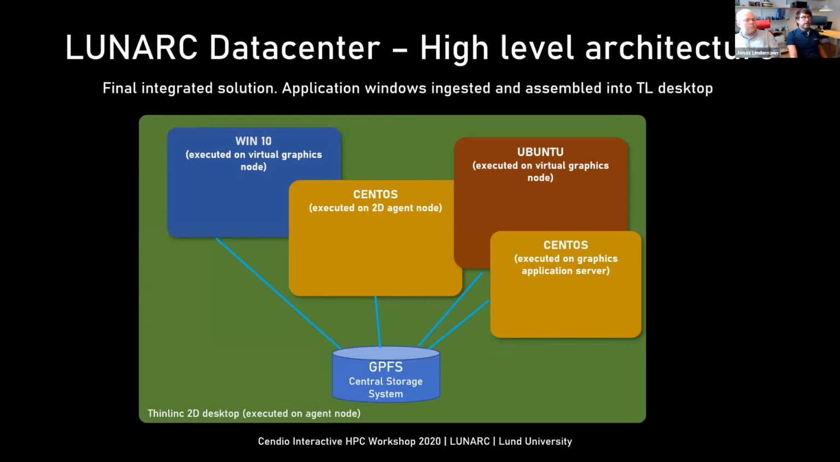Okay. So the net result of all this is that we can provide a desktop where the 2D desktop is ThinLinc's excellent desktop, and we ingest accelerated pixels from various sources and assemble them into one rendering canvas that is brought to the users by Cendio, ThinLinc. And all these different app windows, independent on which OS they run on, have access to the central file system using GPFS, or Spectrum Scale that it's called these days.